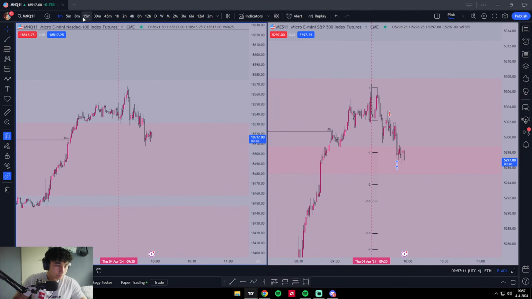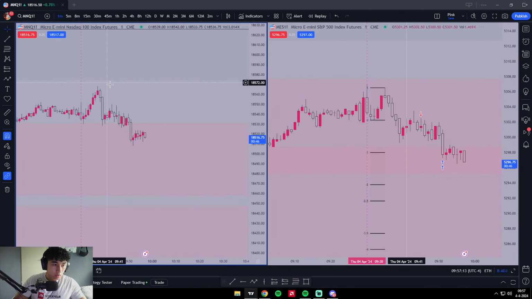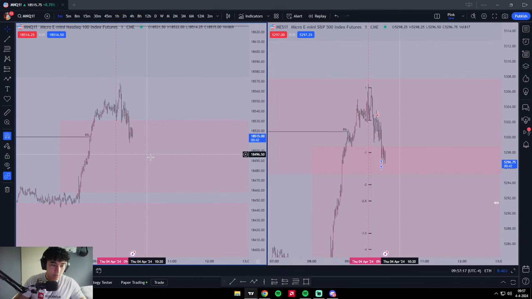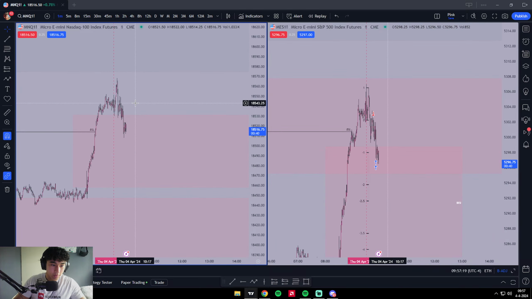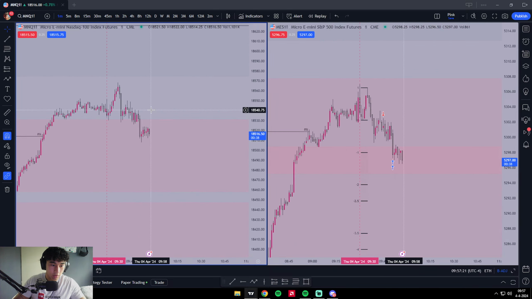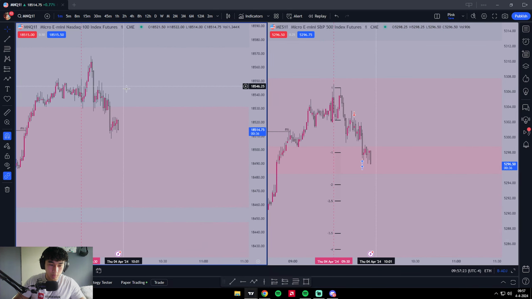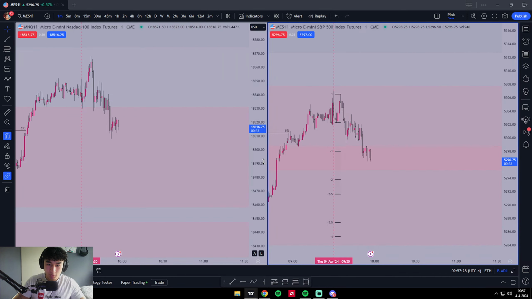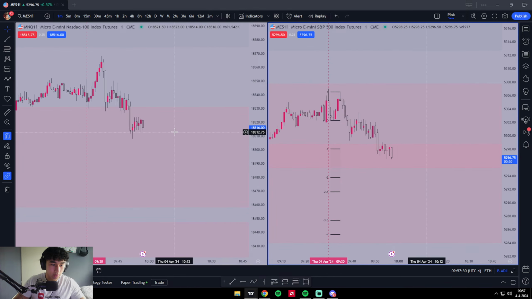Yeah, I think the AM session is just going to be a bit choppy inside of this range here, and then I think from PM session that's where we will run. But I will mark out the 10 a.m. opening. So 3 more minutes until 10 a.m. opening.